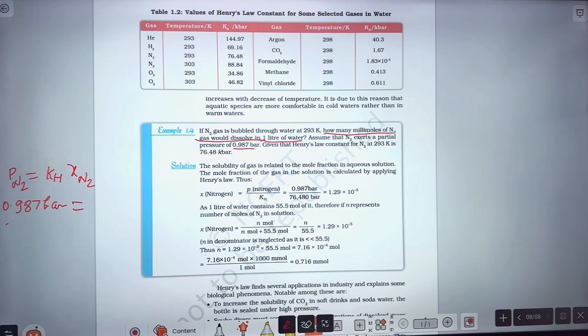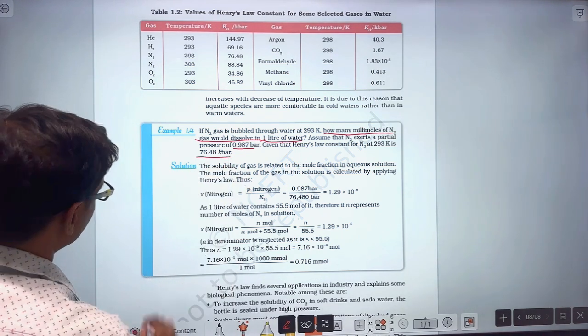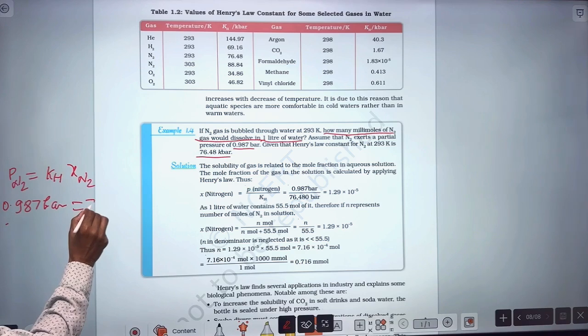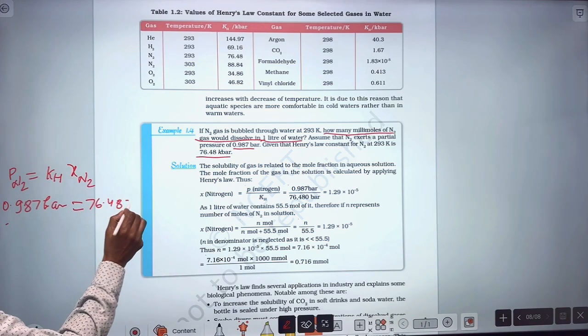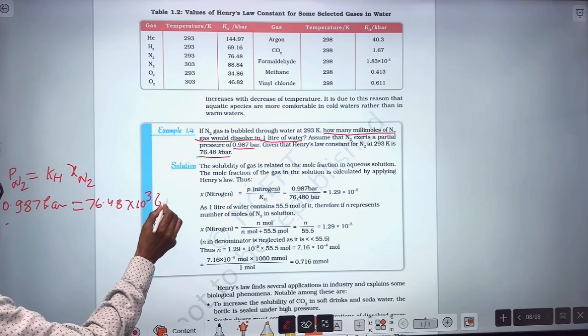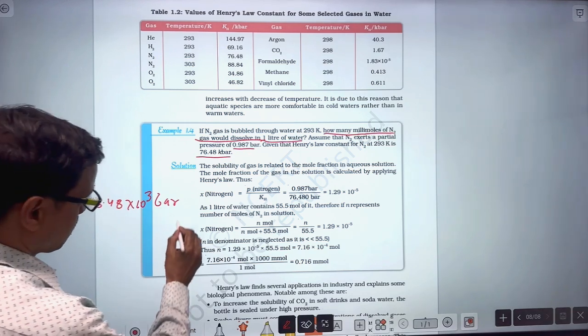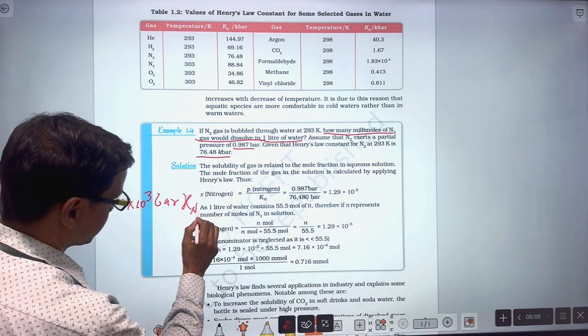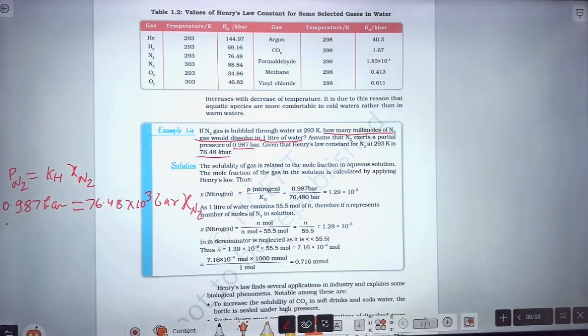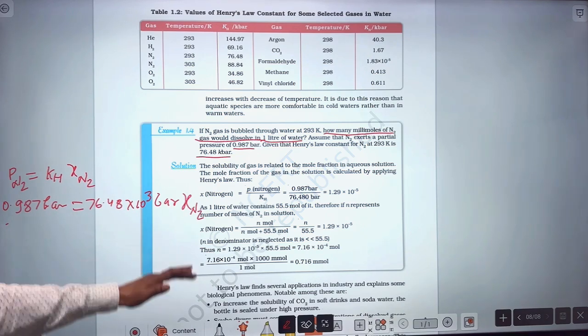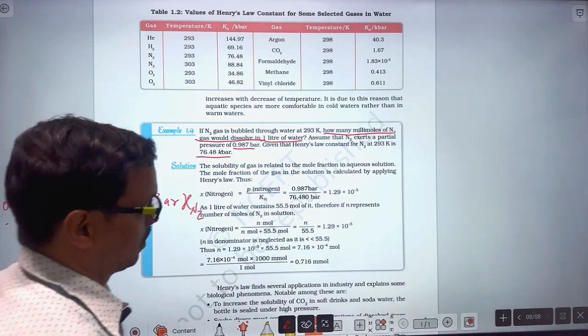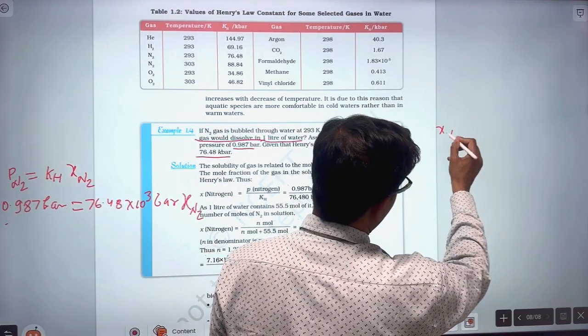KH is given here as 76.48 kilobar, so 76.48 into 10 power 3 bar, times the mole fraction of nitrogen. And how to find the mole fraction of nitrogen? Let's see here.